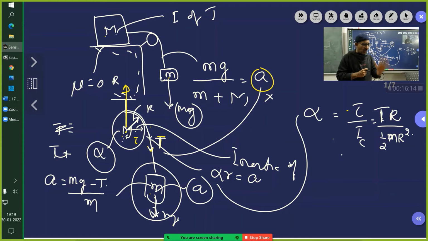But that's what I said. You should be cautious, and you should start using the right concepts. The difference between this body and this body is that this one is translating and this one is rotating. So I consider the translatory inertia for one and the rotational inertia for the other. And this force is going to cause the torque, and the inertia is I.